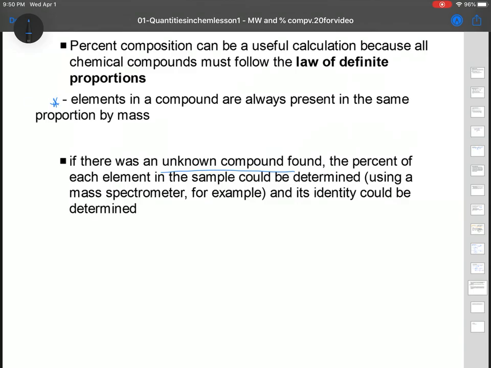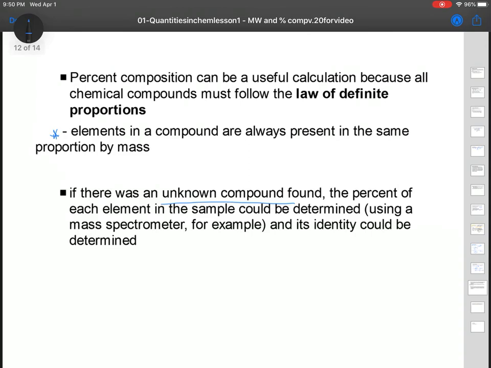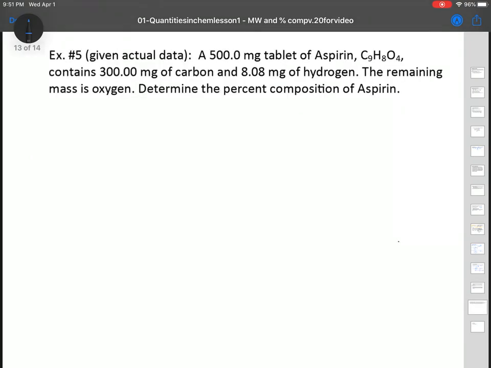Usually in that kind of question you would have actual gram amounts, because sometimes you might not even know what it was, and you could go back and figure out what the compound was based on its percent composition. And we'll do more of those questions when we get to empirical and molecular formula.